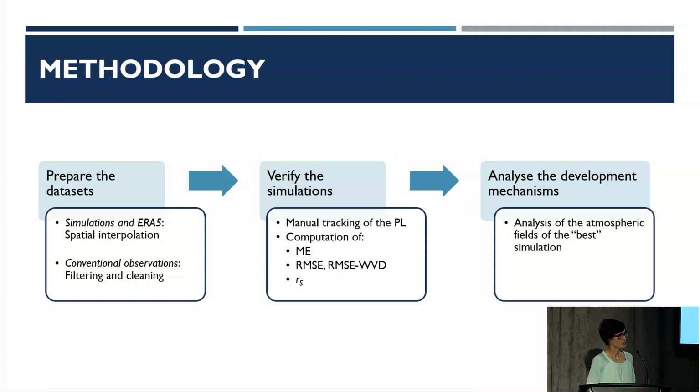And then I verified the simulations. I did first manual tracking of the polar low. For the observed polar low, I used infrared images to try to find the polar low center. And for ERA5 and the simulations, I used the sea level pressure field. And then I computed some verification statistics: the mean error, the root mean square error, for the wind, the root mean square vector difference error, and the Spearman correlation coefficients. And finally, I analyzed the development mechanisms using one of the simulations.